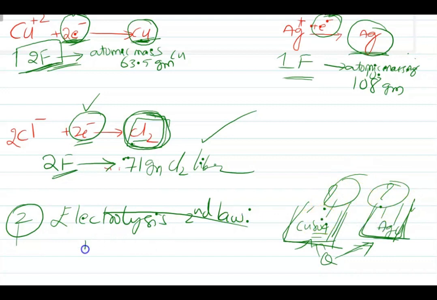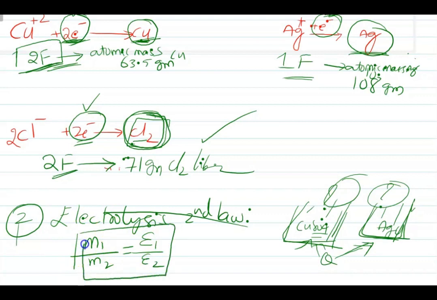No. The mass of deposition or liberation when the same amount of current is passed through the electrolytic solutions depends upon its electrochemical equivalent. M1 by M2 is equal to E1 by E2. That is, the mass of deposition of the first component depends upon its electrochemical equivalent, and the mass of the second component depends upon its electrochemical equivalent. Electrochemical equivalent is nothing but its atomic weight by the number of electrons taking part in reduction or the number of electrons taking part in oxidation.